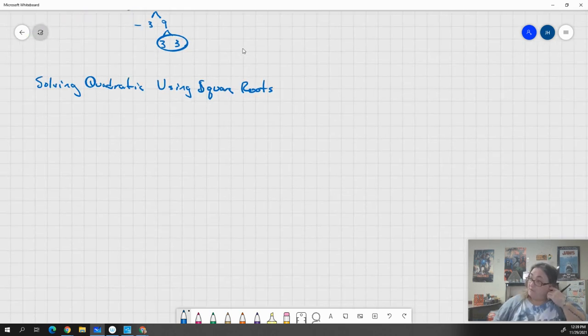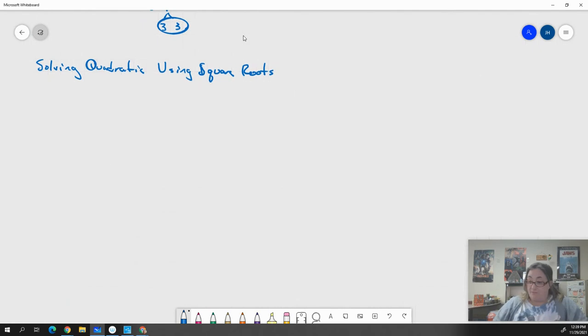So there's some steps that we can follow. One thing to remember is that the only time you can do it is when you have them of the ax squared plus c equals 0 form.